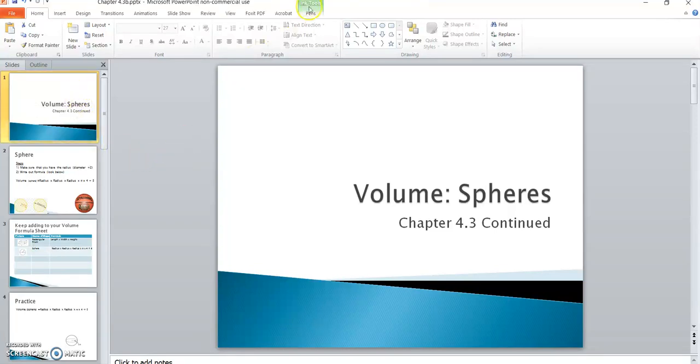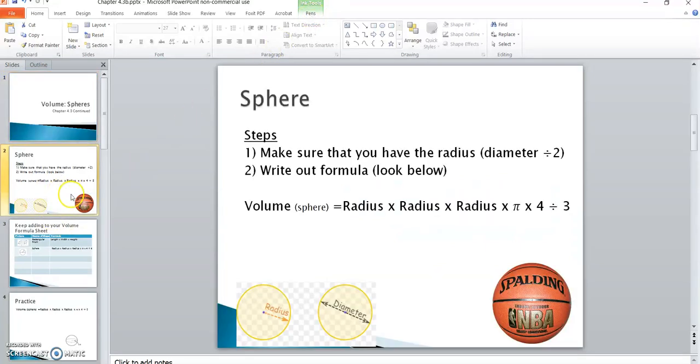All right, we're going to move on to our second shape for volume, and the shape is a sphere. So as we talked about in the surface area section, a sphere is just like a ball. Okay, and there's just two simple steps for the volume formula for a sphere. Make sure that we have the radius.